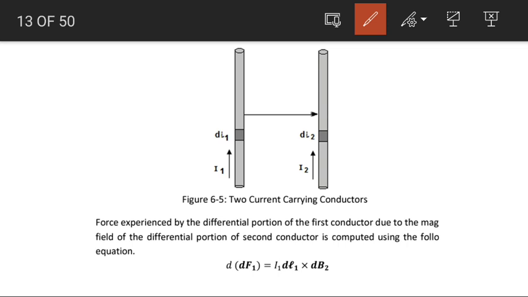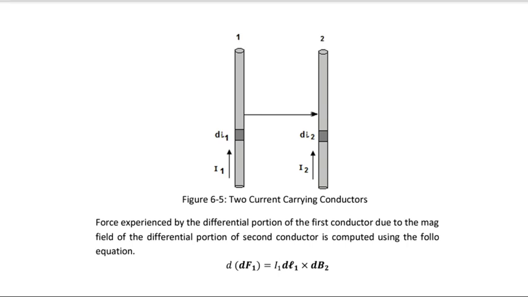So a magnetic field will be generated by the current I1 in the first conductor, and a magnetic field will be generated by the current in the second conductor as well. So we assume that these two current carrying conductors are located in the magnetic field of each other. We know that whenever a current carrying conductor is located in a magnetic field, the conductor experiences some force.